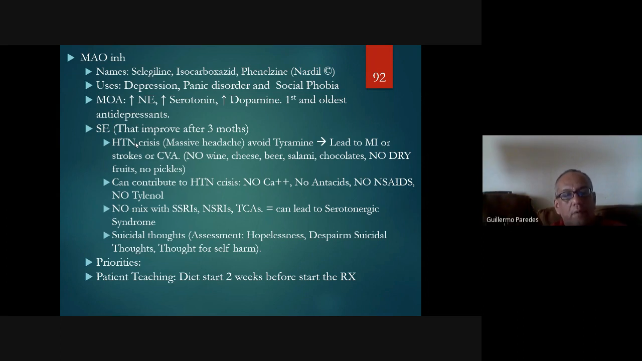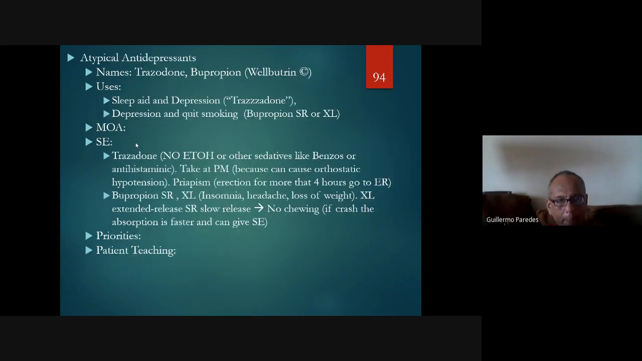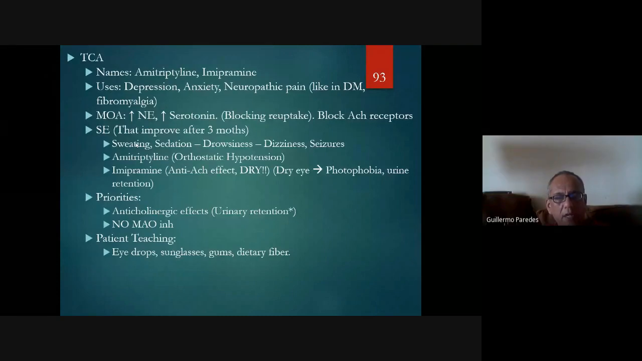So don't mix. MAO is the big no to mix with other antidepressants, please, because they can produce a lot of problems, right? Suicidal thoughts. They're going to have the hypertensive crisis. Okay. So the patient teaching is very important. When you are going to take the MAO inhibitors, you need to start the diet with no intake of wine, meat, cheese, dry fruits, and pickles or whatever. Those contain a lot of tyramine. Start 2 weeks before. You okay with that? Yes. Okay.